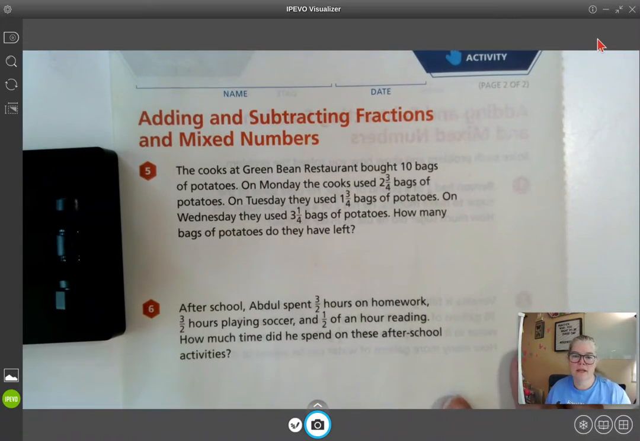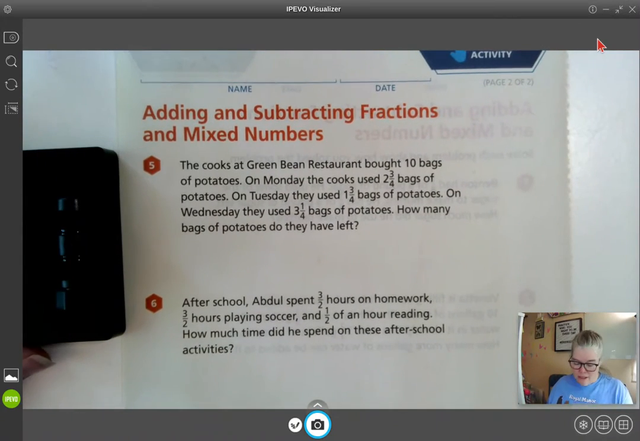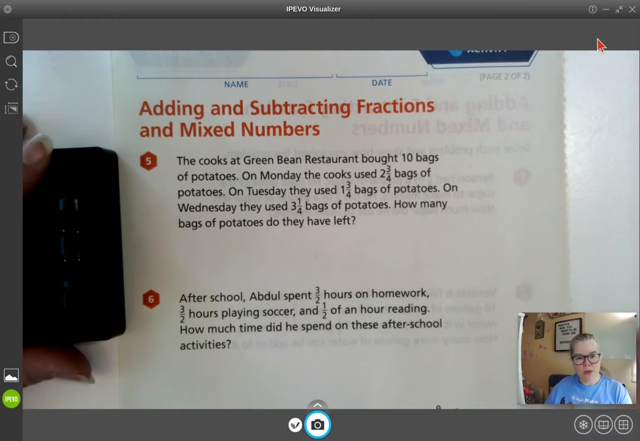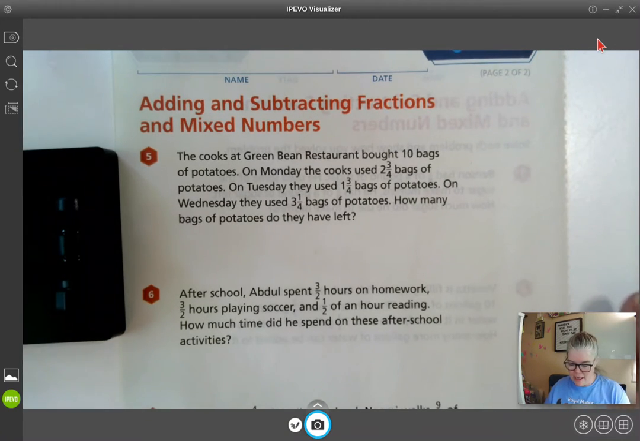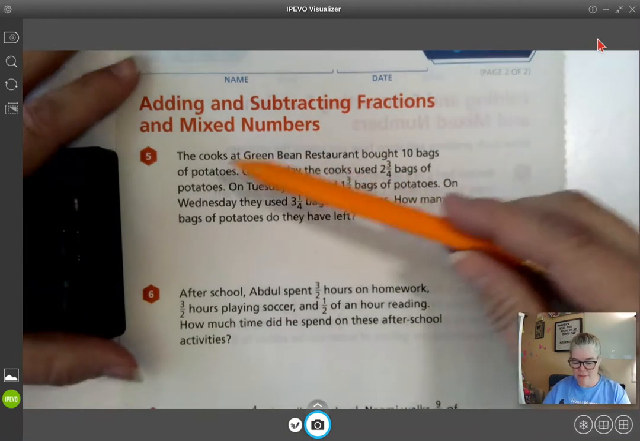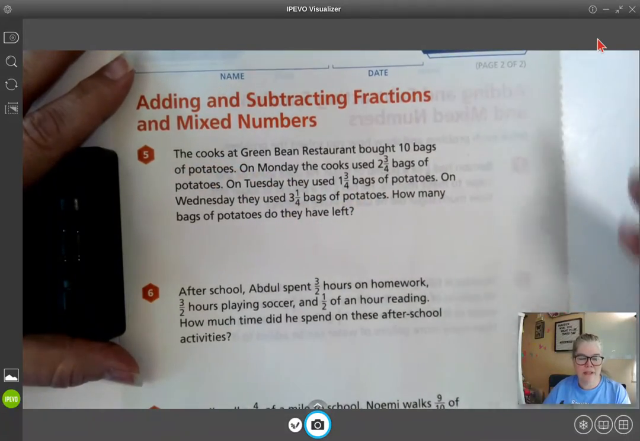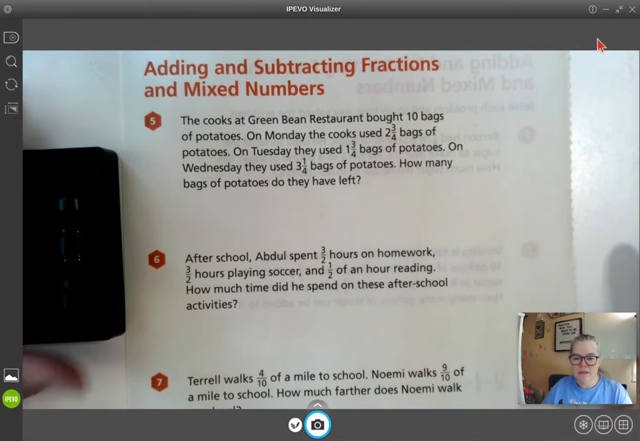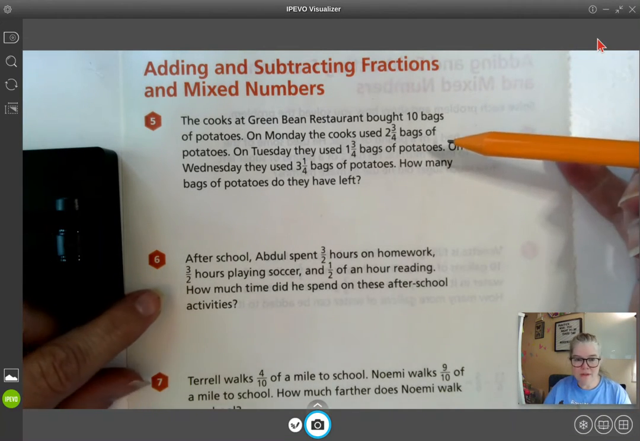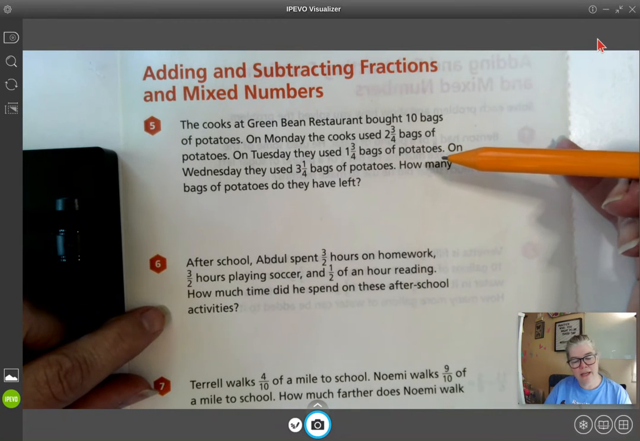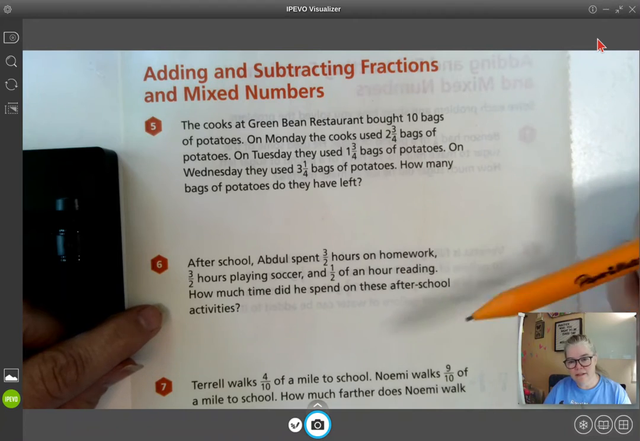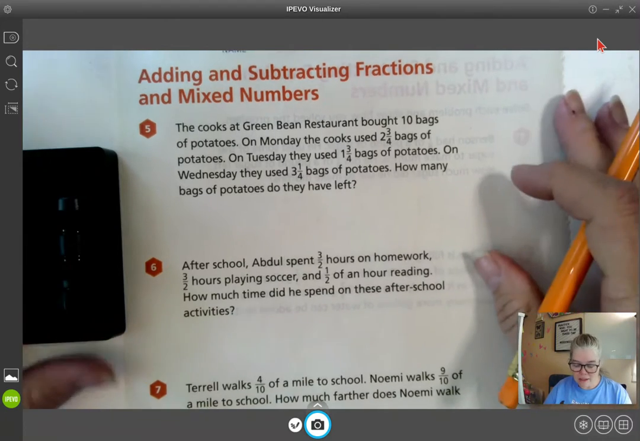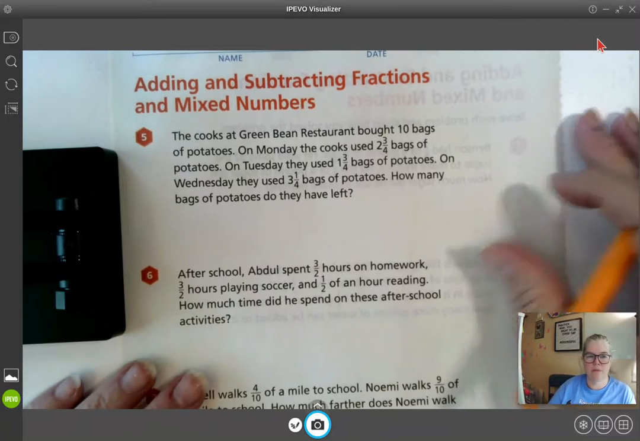Alright, friends, I know you're working on your independent work, on page 400 from your SAB. It says adding and subtracting fractions and mixed numbers. You're starting with number 5 on this page, so let's take a look at it together. Hopefully, before you've watched this video, you've tried one of these problems on your own. So that's what I'd like you to do. Read the problem and try it, and then think about, what do I need to do to solve it, and then come check using this video. So let's take a look at how to do number 5.